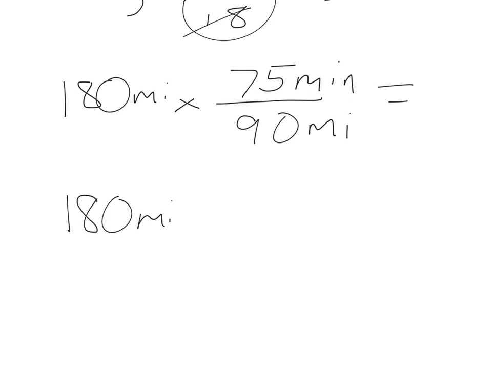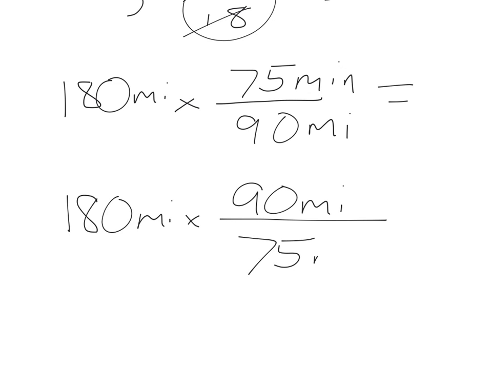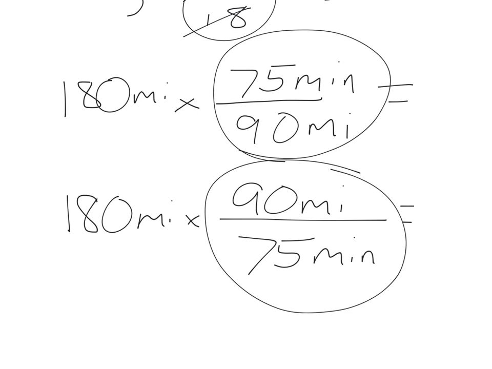I'm starting with the number they gave me, multiply by, and instead I'm going to put the 90 miles on top this time, and the 75 minutes on bottom. Okay? And that should also work. Now, because the top and the bottom are equal in both cases, either way I multiply, I get an answer that has not changed its overall value. However, only one of them gives an answer that answers the question.